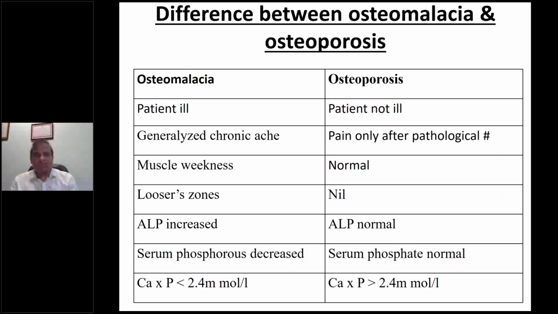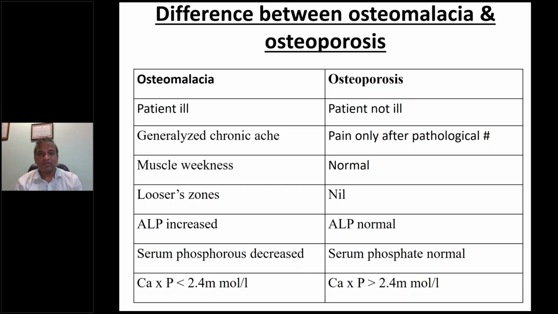So this is a table showing the difference between osteomalacia and osteoporosis. The osteomalacia patient is apparently ill, whereas osteoporosis patients are not ill looking. Osteomalacia patients have a chronic generalized ache, body ache, back pains, hip pains, but osteoporosis patients become painful only after they develop a pathological fracture. In osteomalacia, there is muscle weakness. The patient has difficulty rising from a sitting position and difficulty with long standing. But osteoporosis does not have any muscle weakness.